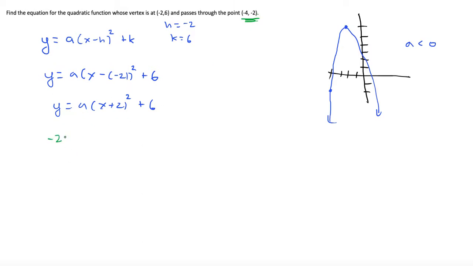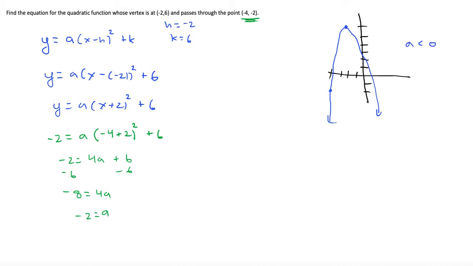Okay, -2 is equal to a(-4 plus 2) squared plus 6. And you notice once we work everything out, we should be able to determine the value of a here, right? So -4 plus 2 is -2, but when we square that, we get a +4. Plus 6, we'll subtract the 6 from both sides to get -8 equals 4a. And when we divide both sides by 4, we get a equals -2.